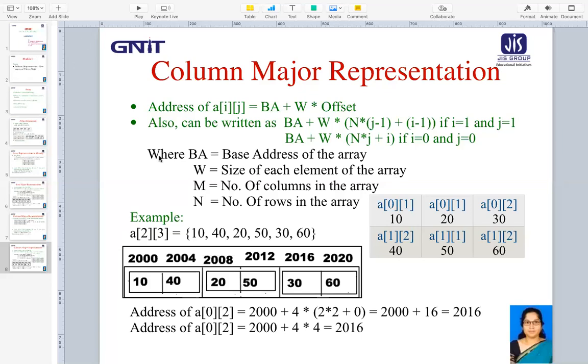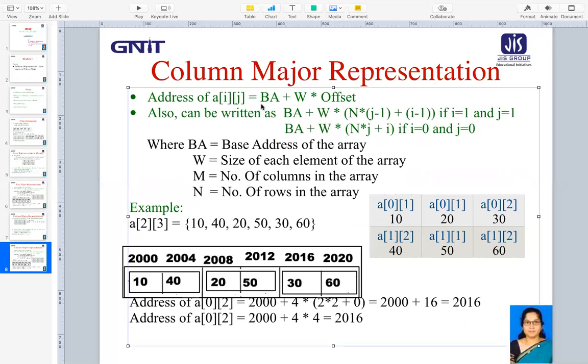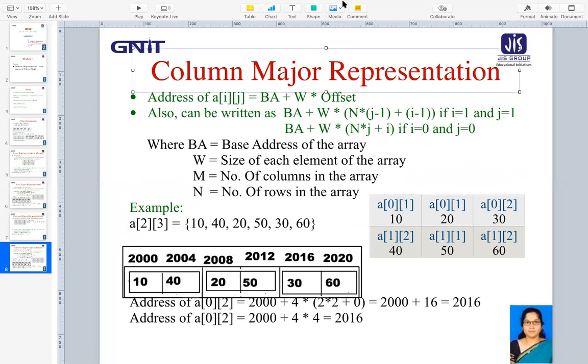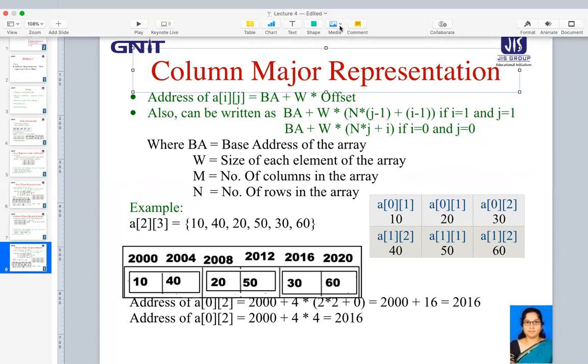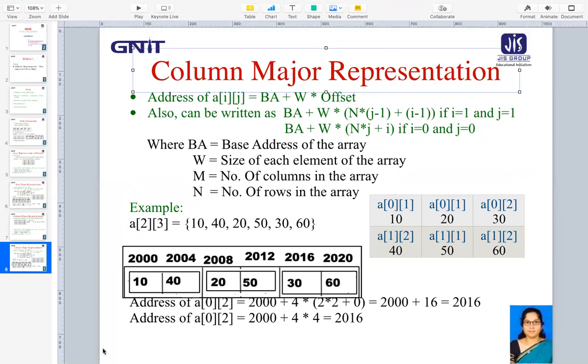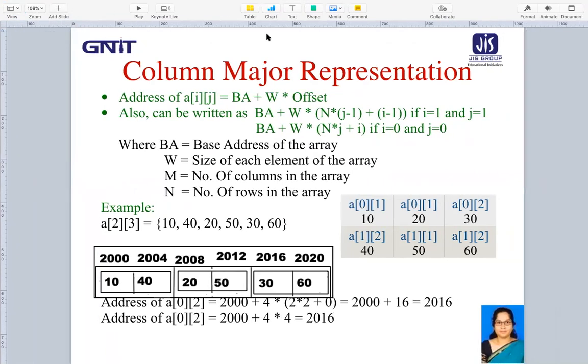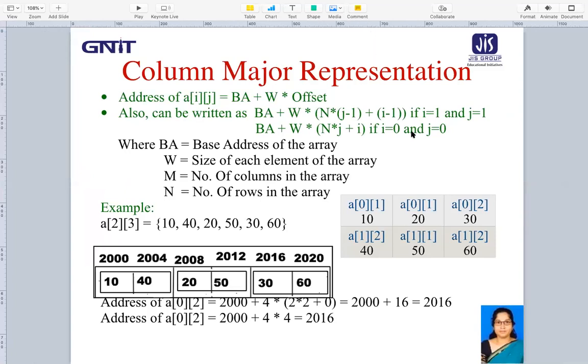In the column major representation, this formula remains the same. That is, here we are doing BA plus W into offset. Now, what is the offset here? Because we are doing a column major representation, the offset will be n into j minus 1 plus i minus 1. So it's just the reverse of the row major representation.